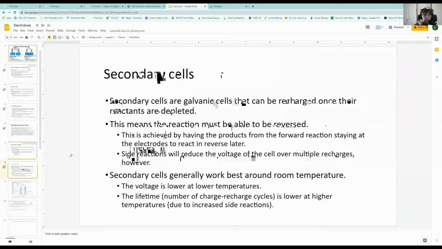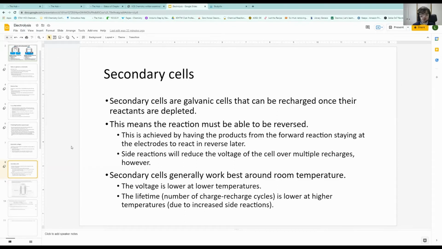Just as an extra comment, I might make a video on this at some stage. Basically, a secondary cell is both a galvanic and an electrolytic cell. It just depends on what's plugged into it. A secondary cell runs as a galvanic cell. So the battery in your phone, being the example we often use, runs as a galvanic cell most of the time as your phone's operating. Your phone needs electricity, so the cell provides that electricity. When you plug it in, it will reverse the reaction and therefore recharge the phone.